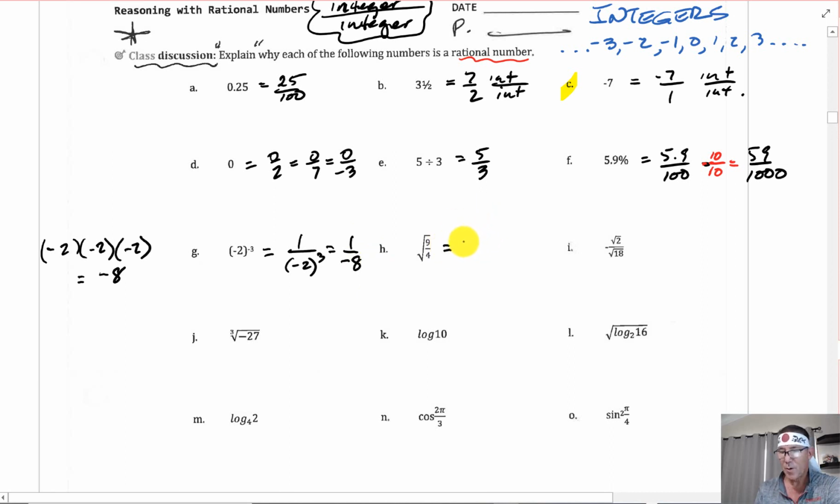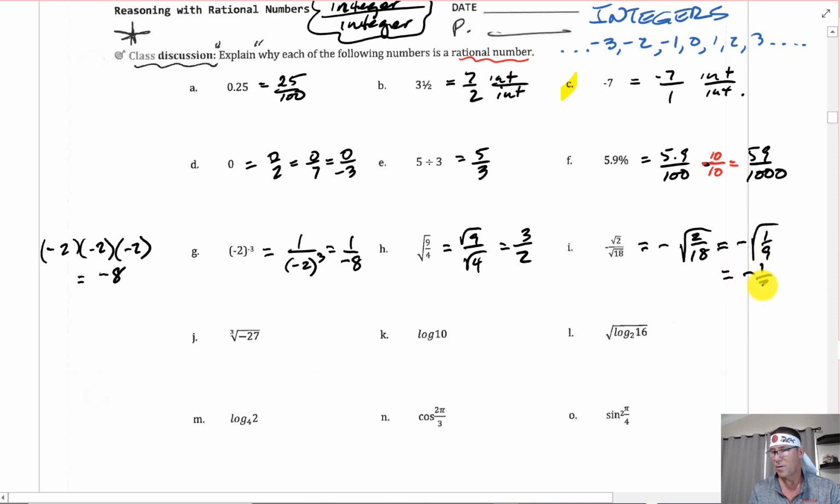Next one, when you square root a fraction, you just square root its parts. That's all you do. And you get 3/2. Okay, and that's rational. This one here, I'm going to do the opposite of what I did in H. I can square root the parts of a fraction, or I can rewrite it as one root. So this right here is just the negative of the square root of 2/18. That's just the square root of 1/9, which is negative 1/3. So that's rational too.